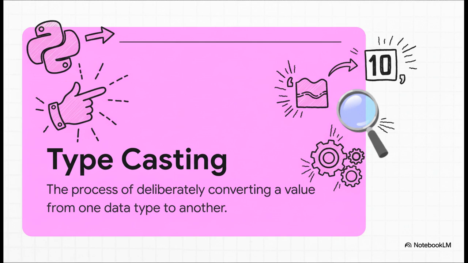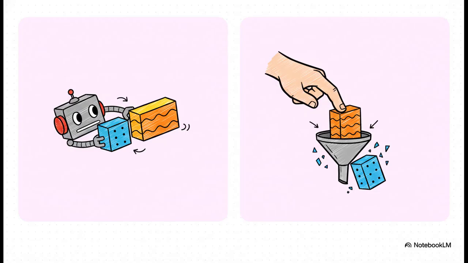This is a deliberate, intentional act. It's you, the programmer, pointing at a piece of data and telling Python, I don't care what you think it is. I am telling you to treat it as this type. You're taking control. Let's look at this side by side.